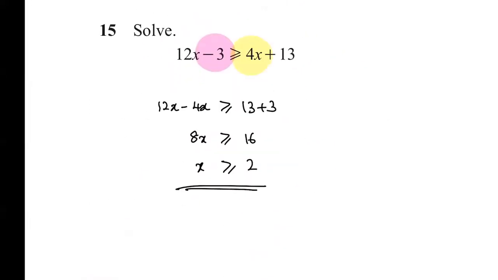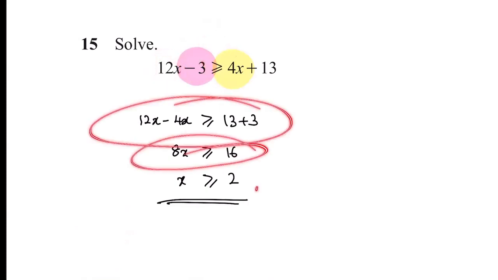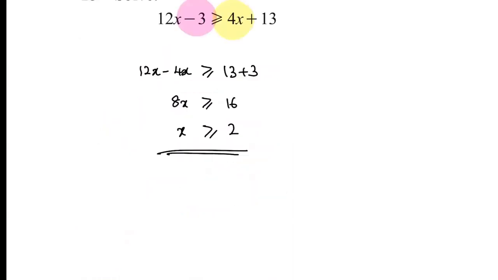Okay, next one, we need to solve it. So look, whichever side has the larger value or larger coefficient for your x. So this one has a larger coefficient compared to this, so this stays. So this one stays here, this one moves, this one also moves. So you can see I've done it already, and then at the end we just get this one here. X is more than 2.